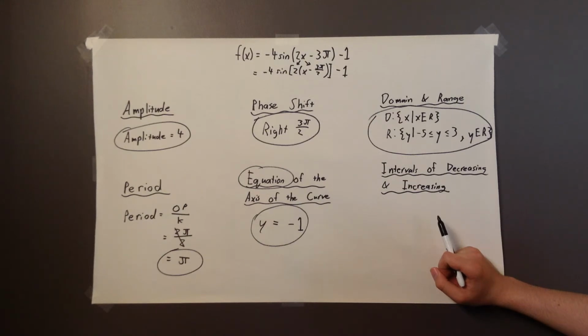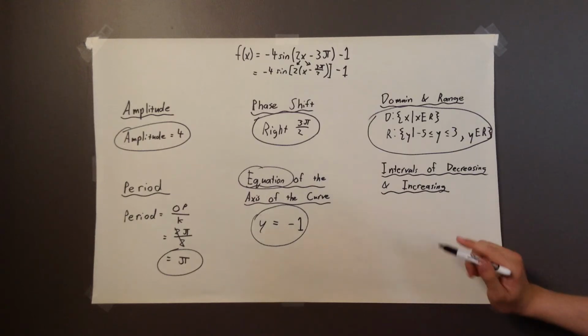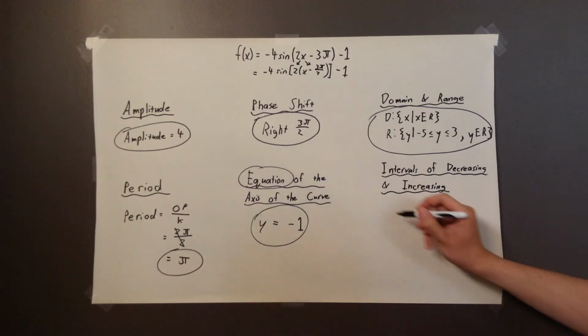Finding the intervals of decreasing and increasing are a bit more difficult, as we need to think about the function translations that it is making and how this will affect where the function is increasing or going up and when it is decreasing or going down.